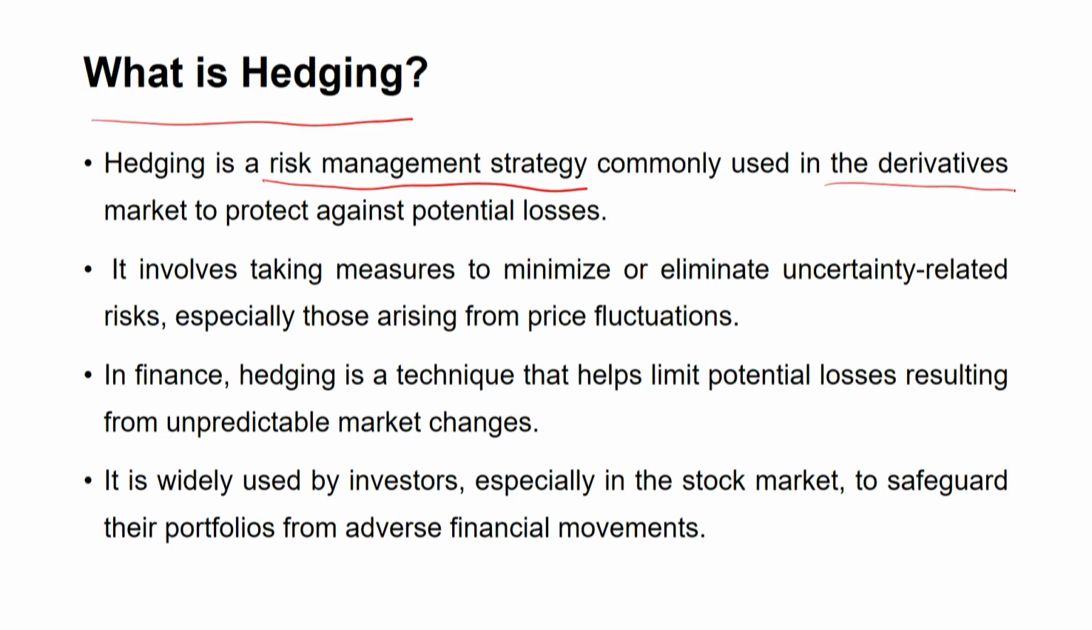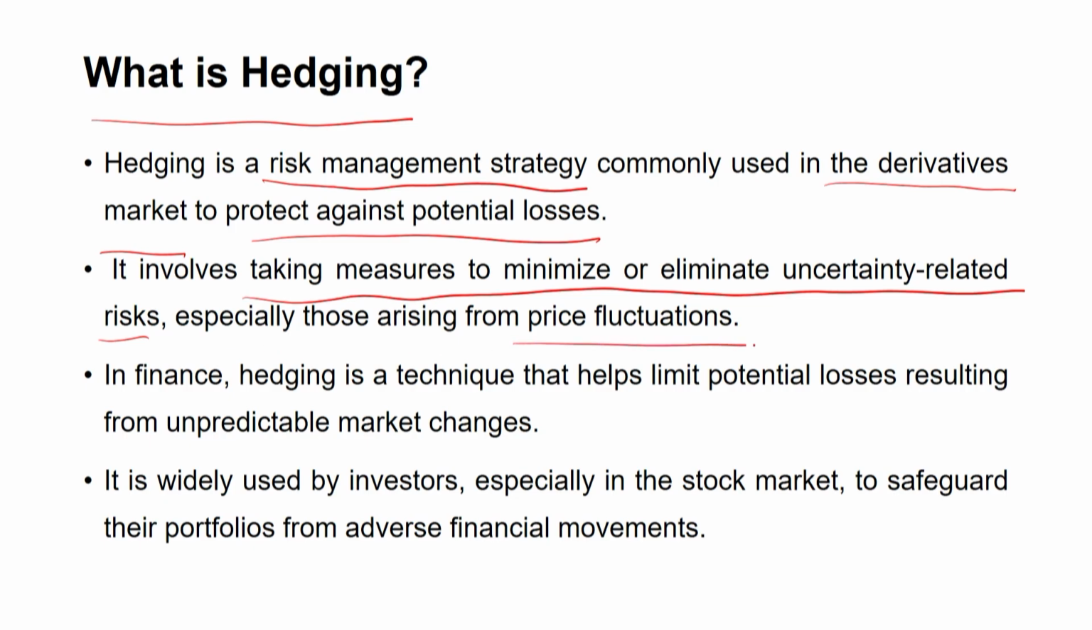So these hedging tools are used in the derivative market for protecting against the potential losses involved due to the fluctuations of prices of the underlying asset in the derivative market. This basically involves taking measures to minimize or eliminate uncertainty related with the risk or the price movement of the underlying asset. So price fluctuations can be controlled with the help of hedging. In finance, hedging is discussed as a technique that helps to limit potential losses resulting from unpredictable market changes. These changes may occur due to the involvement of systematic and unsystematic risk.